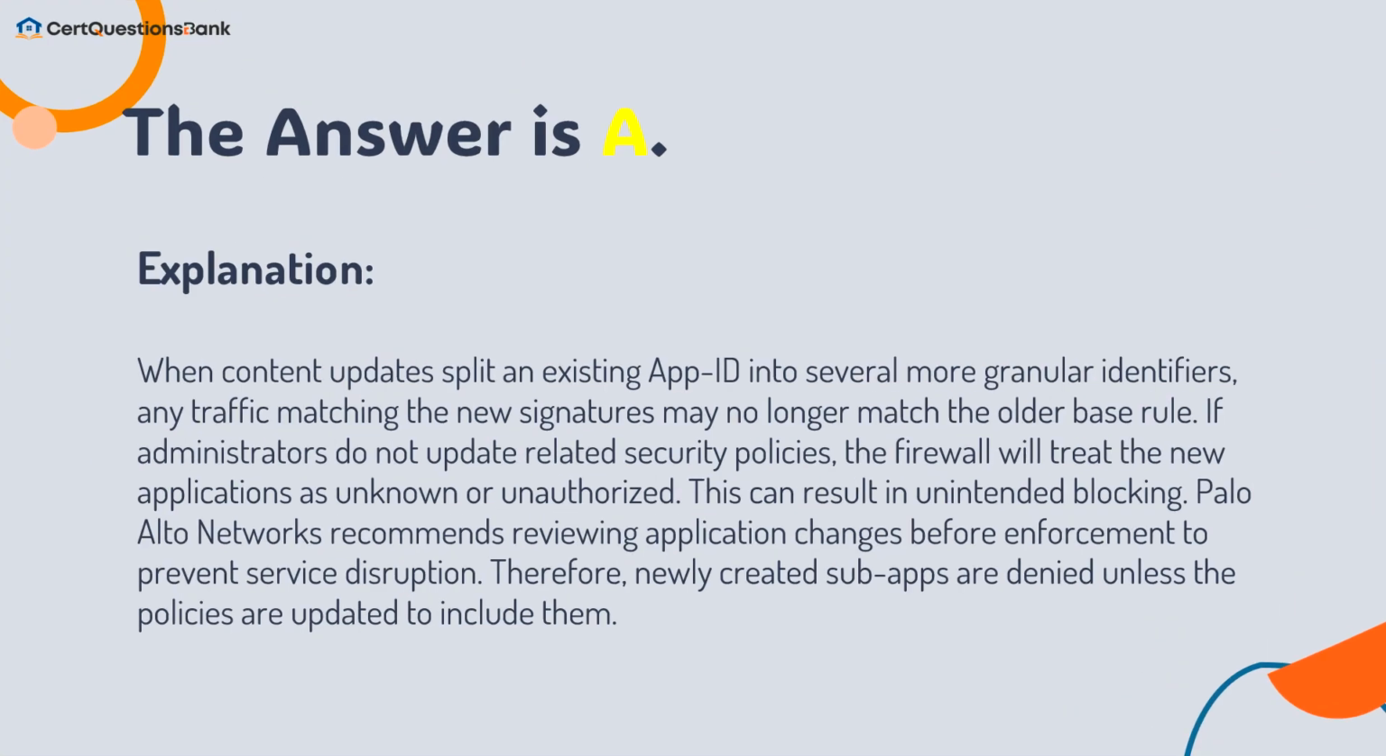When content updates split an existing app ID into several more granular identifiers, any traffic matching the new signatures may no longer match the older base rule. If administrators do not update related security policies, the firewall will treat the new applications as unknown or unauthorized. This can result in unintended blocking. Palo Alto Networks recommends reviewing application changes before enforcement to prevent service disruption. Therefore, newly created sub-apps are denied unless the policies are updated to include them.